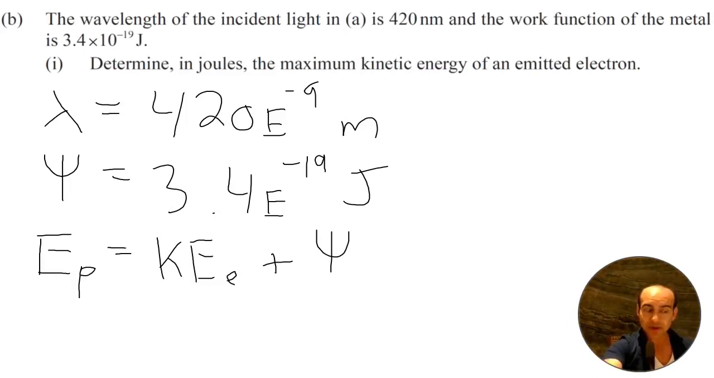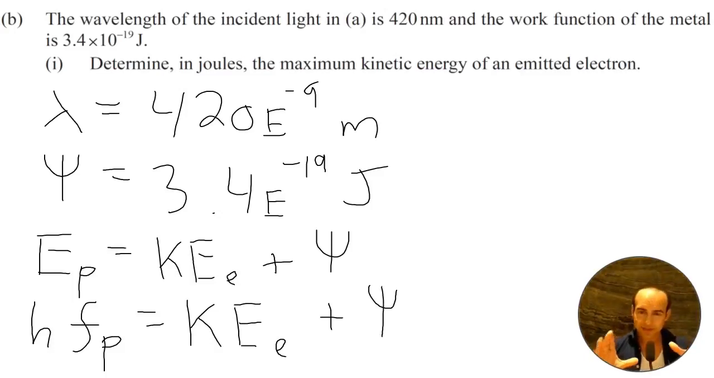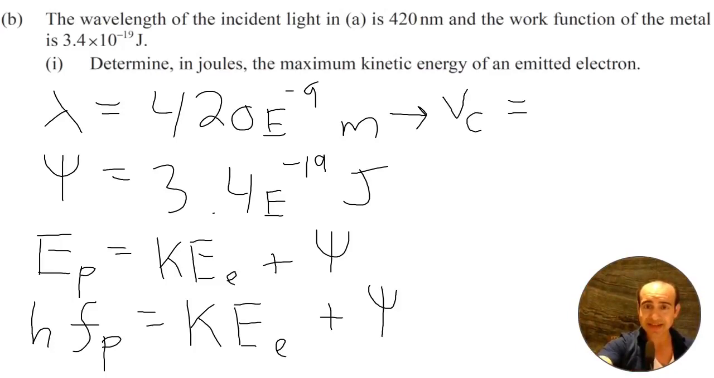Energy is actually Planck's constant times the frequency of that photon, and that equals the kinetic energy of the electron, which is what we're going to calculate so we don't need to expand on that, plus the work function, which we already have. Since we need the frequency of this photon, we can convert this using the universal equation: the speed of light, c, is the wavelength times the frequency of this photon.